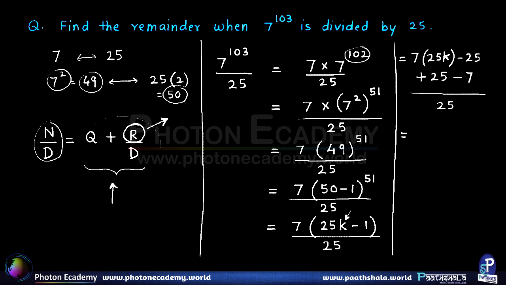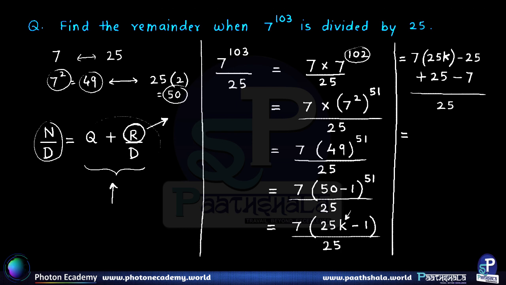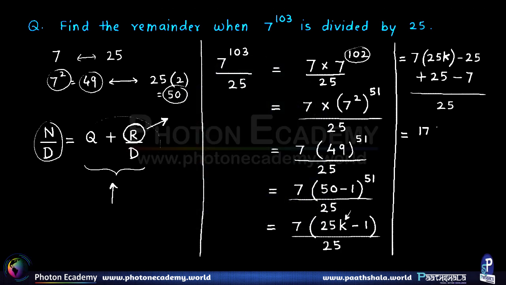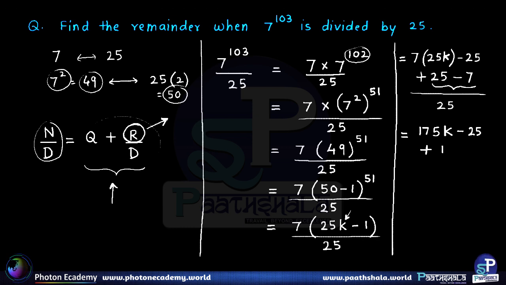That further gives us 25k into 7, which is nothing but 175k. So we can write 175k minus 25 plus, now we will club 25 and minus 7, that is nothing but 18, whole divided by 25.